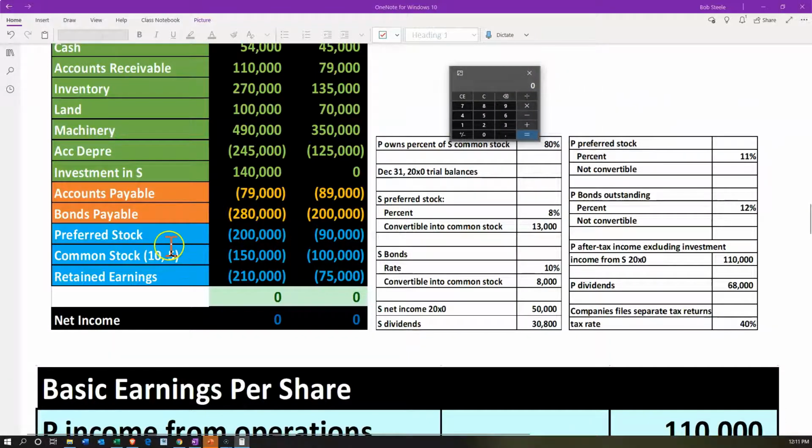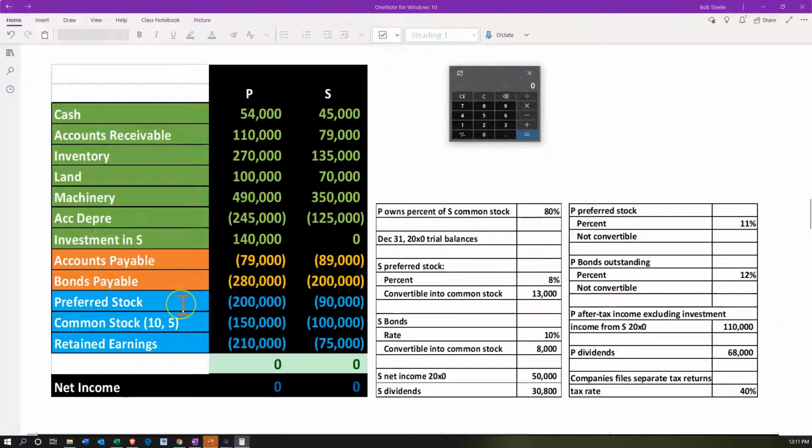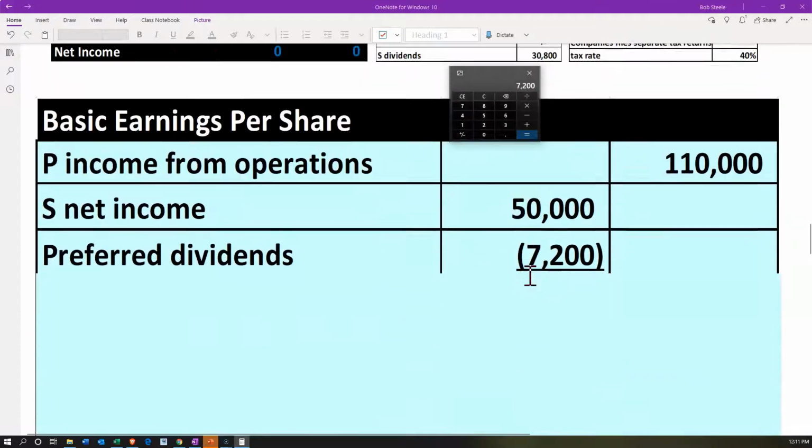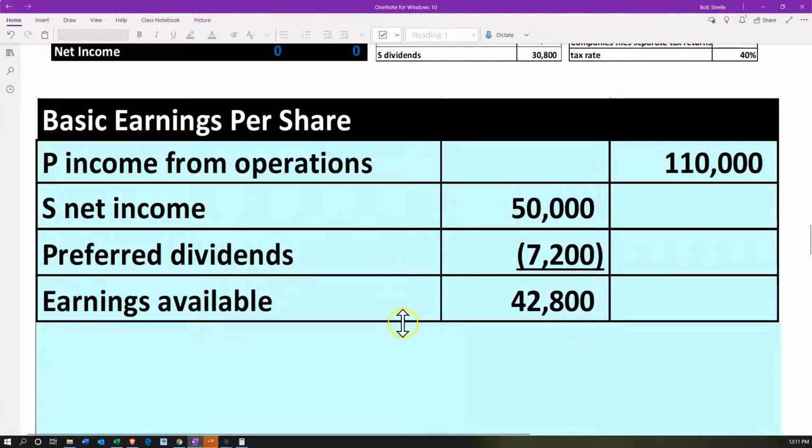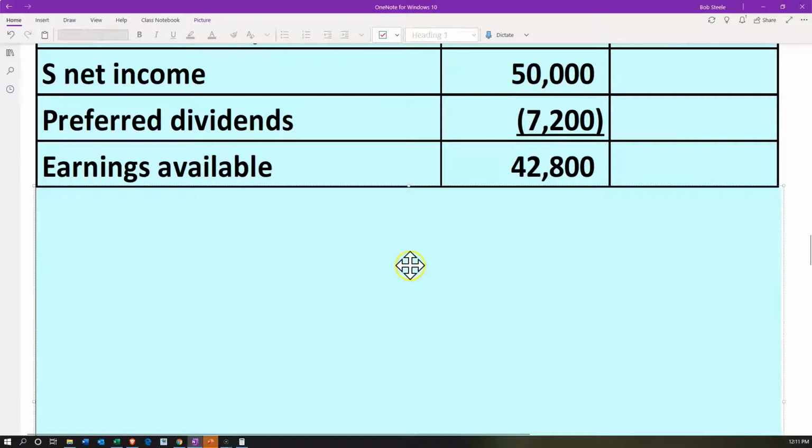So we're going to say the preferred stock, and remember this is S, and so we're considering the 90,000 preferred, so 90,000 times the preferred rate of 8%. 0.08 is going to be that 7,200. So they're going to get paid first, so that's the 7,200 that we're going to remove for the calculation of our earnings per share, which is on the common stock. That gives us our earnings available of 42,800, which is the 50,000 minus the 7,200.